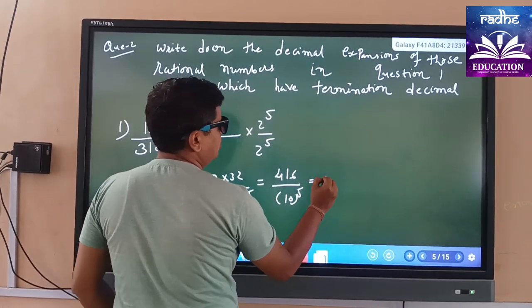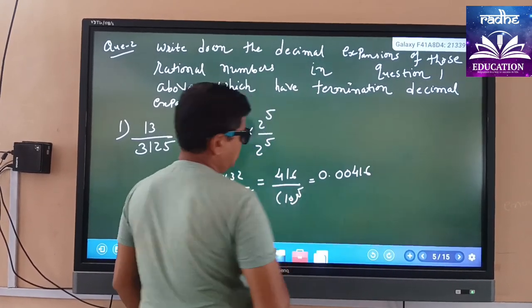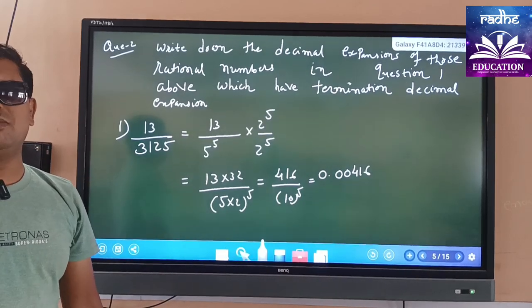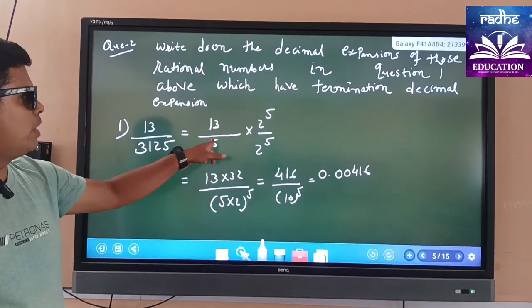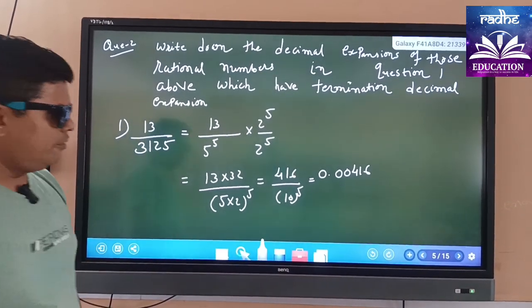So we can write 0.00416. I hope you understand here. This is the way by which we can represent the terminating decimal expansion. If 5 raised to 5 is there, then we have to multiply and divide by 2 raised to 5.